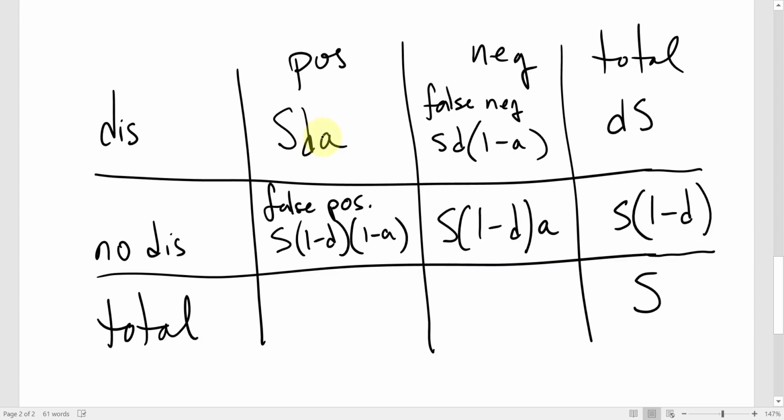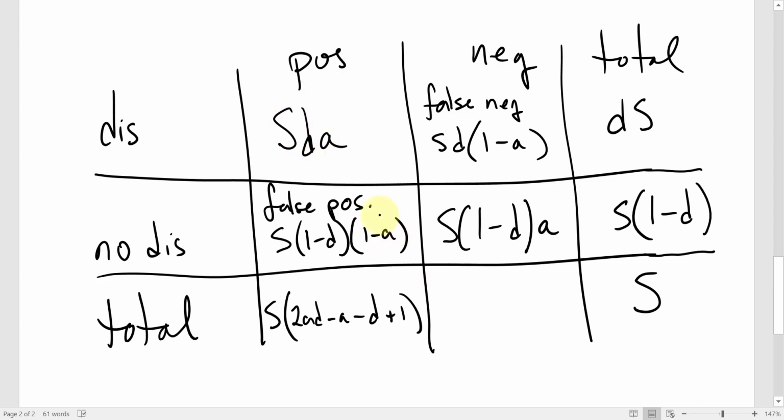So, of course, now we need to add these two together, and I did that separately on a piece of paper, and I've worked that out. That's going to be S times 2AD minus A minus D plus 1. That's just a great little algebra exercise, right?